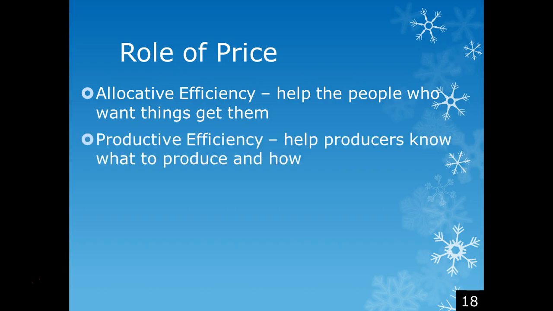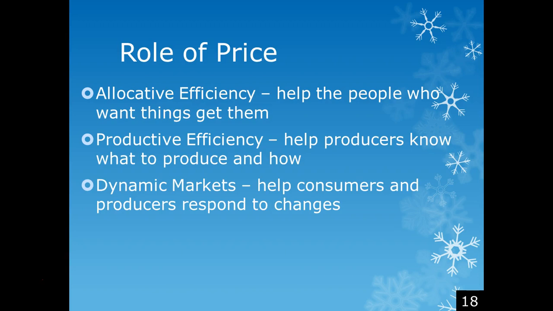Productive efficiency is when prices help producers know what to produce and how to produce it. Because producers can tell how much people want to buy something because the price tells them that, they'll know whether or not it's worth making in the first place. So if people are willing to pay a lot of money for something, then producers know, all right, I'll make that. And by producers competing with one another, they figure out who's best at producing it and how they should produce it.